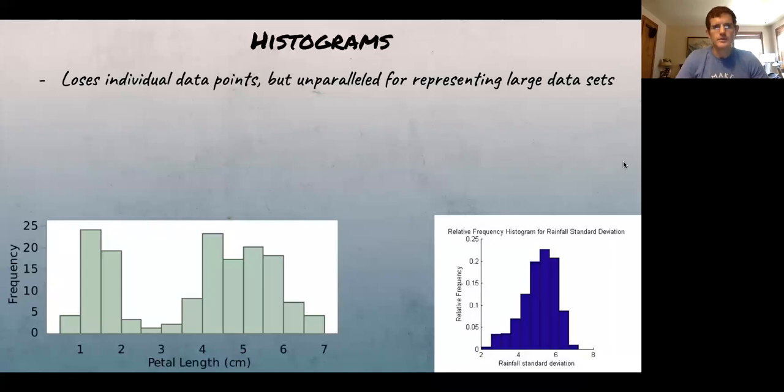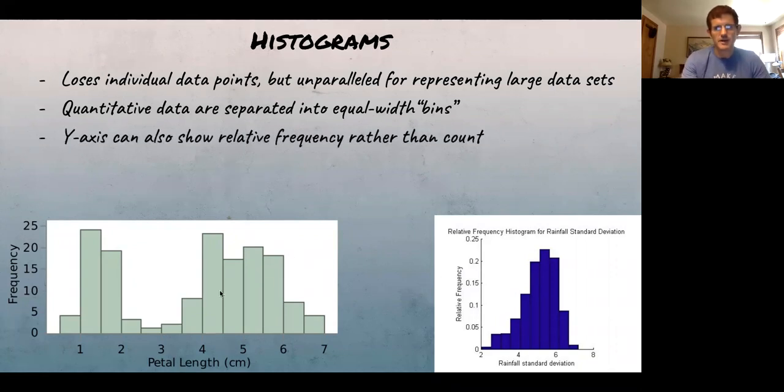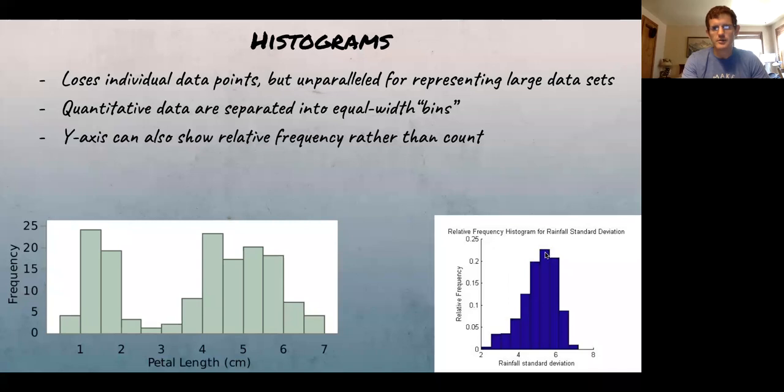Okay, so with a histogram, you lose the individual data points, but it's really great if you have a large data set. And the quantitative data are separated into equal width bins. On the y-axis, you can see the difference between these two down at the bottom. It can be just a straight up frequency: how many are in this bin? Up to almost 25 here. Or it can be a relative frequency. Of course, what you lose with a relative frequency is what we know right here: this bin is almost 25% of the total, but without other information, we don't know how many data points are in that. So it can be good depending on what your analysis is.